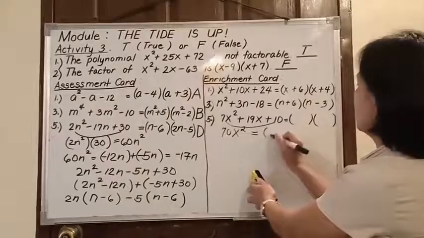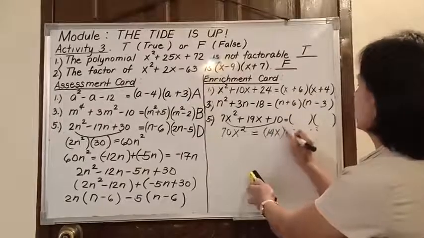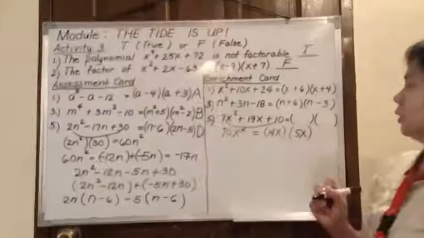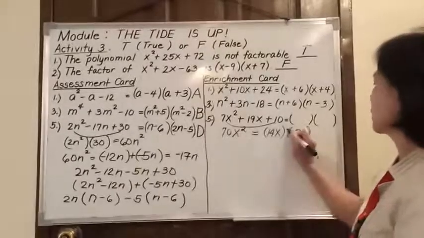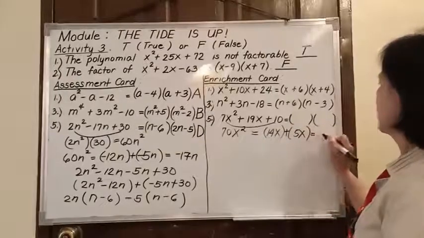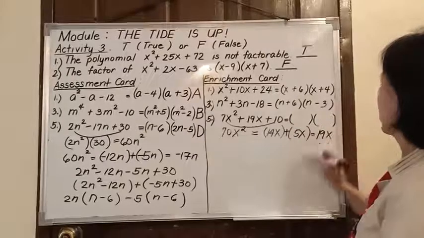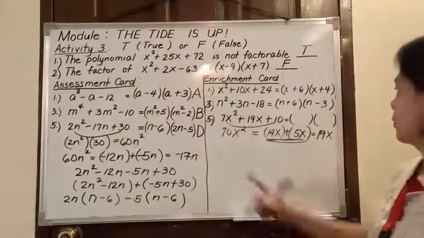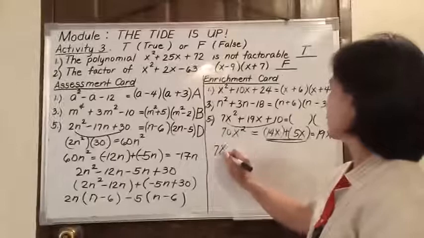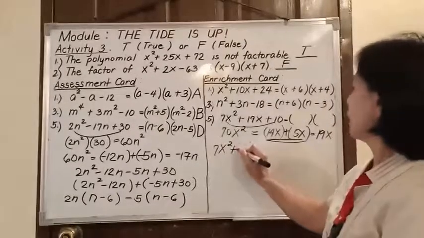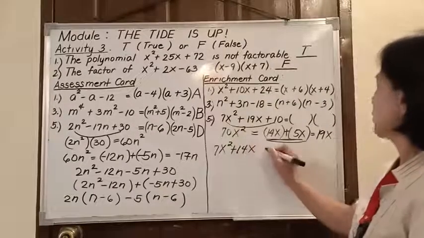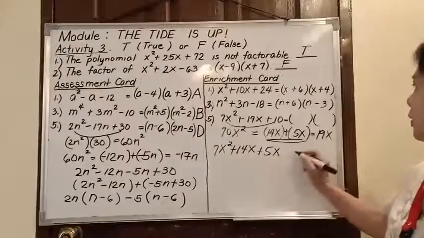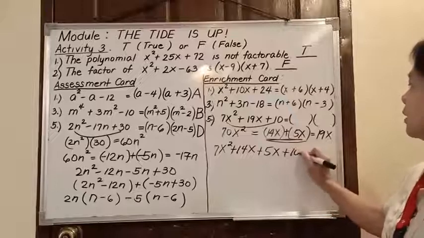So, 14x and 5x. 14x plus 5x is 19x. So, ito ang gagamitin natin. So, rewrite na natin 7x squared plus 14x plus 5x. The factors of 70x squared. And then, you bring down positive 10.